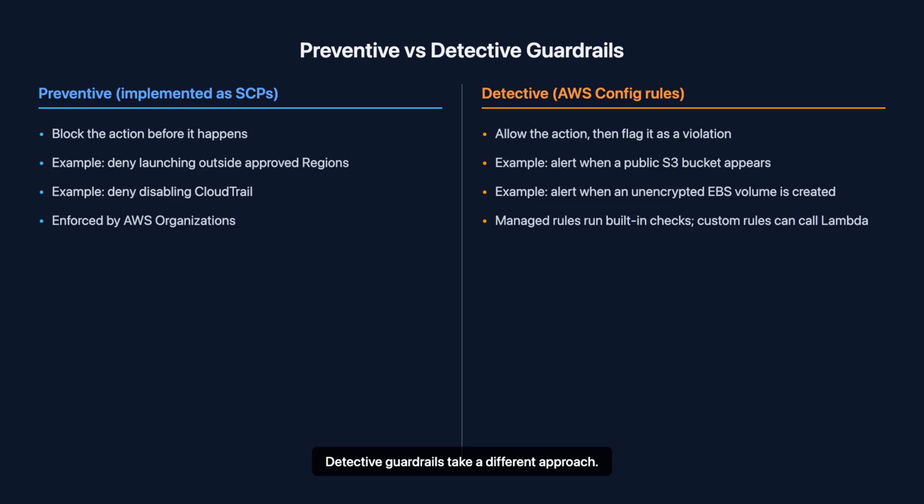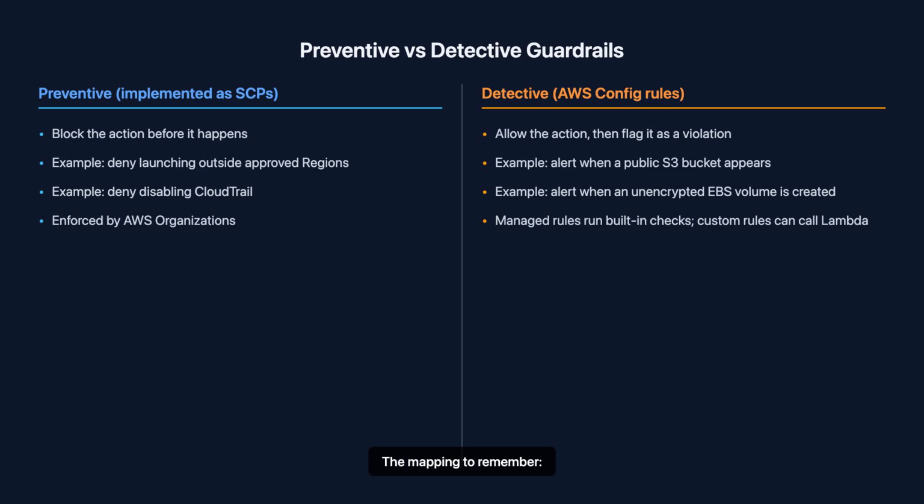Detective guardrails take a different approach. They allow the action, then flag it as a violation after the fact, like alerting when a public S3 bucket appears, or when an unencrypted EBS volume gets created. These are implemented as Amazon Web Services Config rules. Managed rules run built-in checks, while custom rules can invoke Lambda for more specific logic.